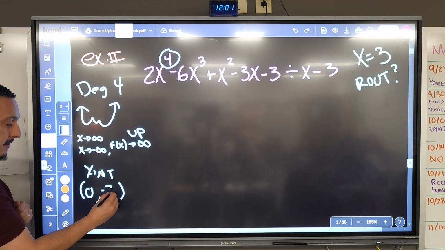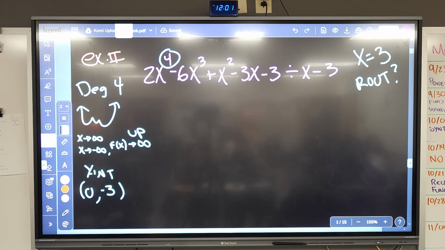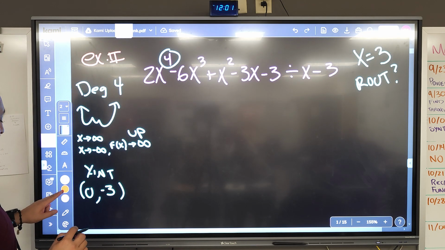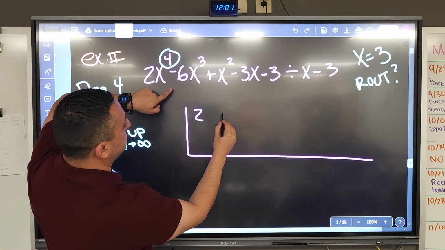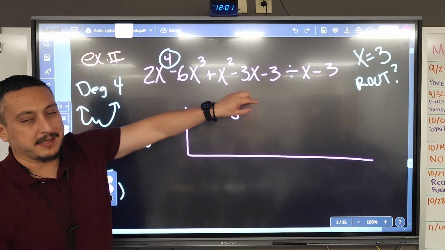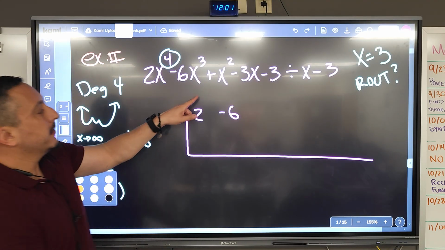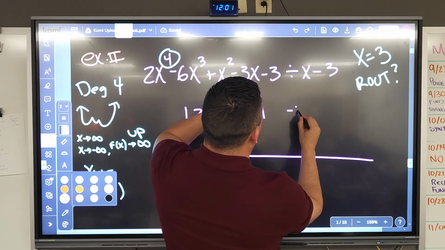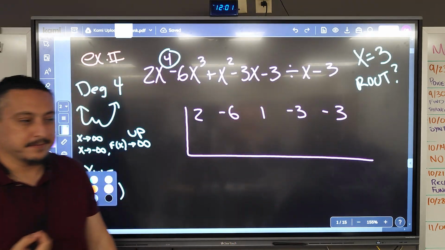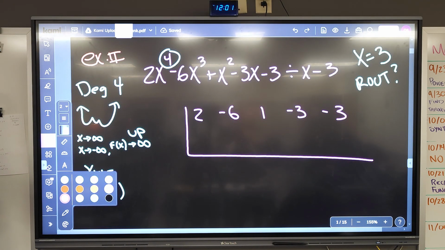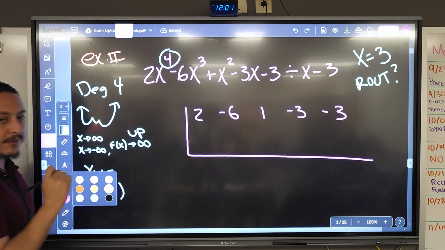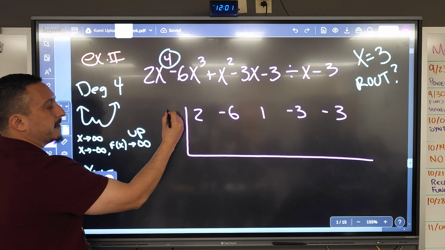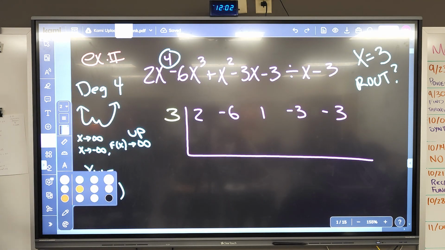So that's a bunch of information there. That makes sense or no, guys? Okay, let's divide this. So 2, -6. You can put on top if you want, you don't have to. 1, -3, -3. Usually we don't. I just wrote it to show you. And we're going to divide by -3 or +3? Positive. That's what we're testing. Is that a root?